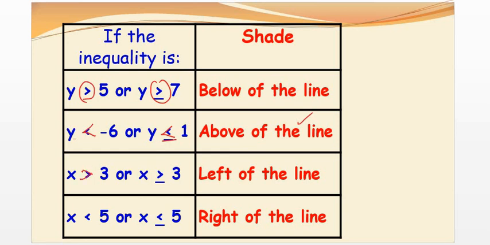In case of x is greater than 3 or x is greater than or equal to 3, I just wrote random numbers. In the questions obviously there will be different numbers. Whenever we need the greater values of x, because the greater values of x always lie on the right side, we will shade the left side. X is less than 5 or x is less than or equal to 5, we are going to shade the right side of the line.